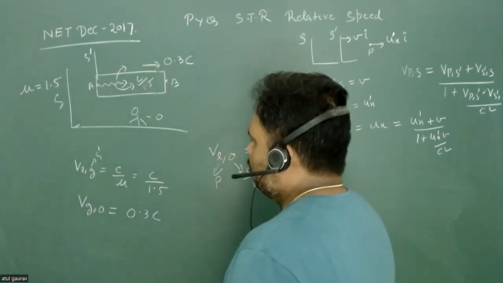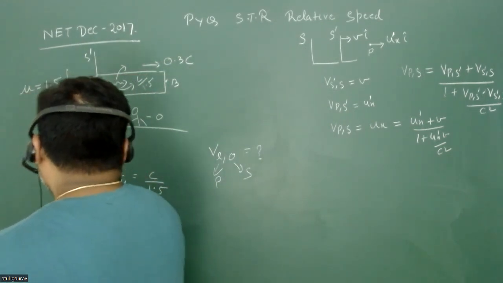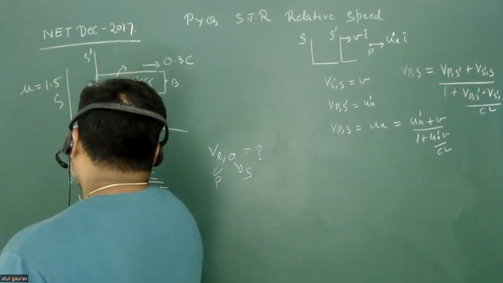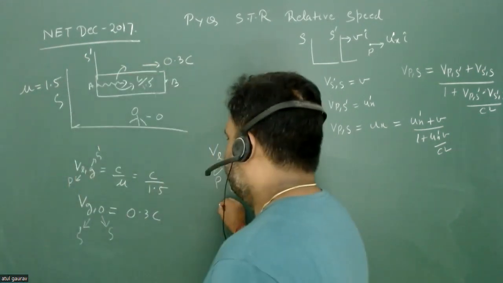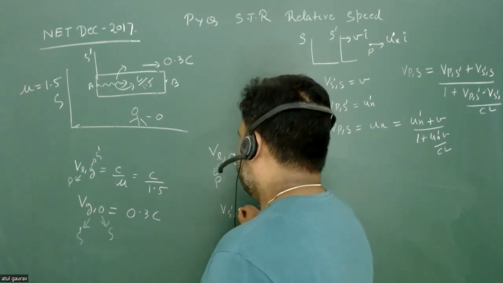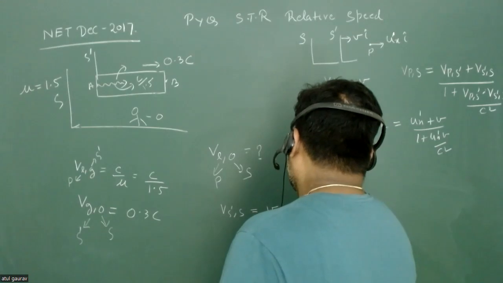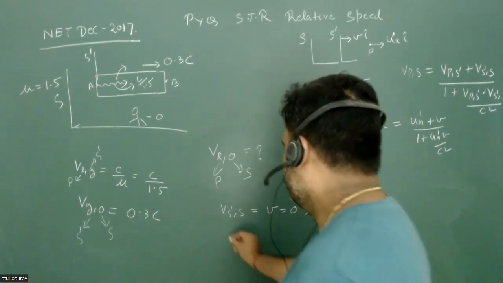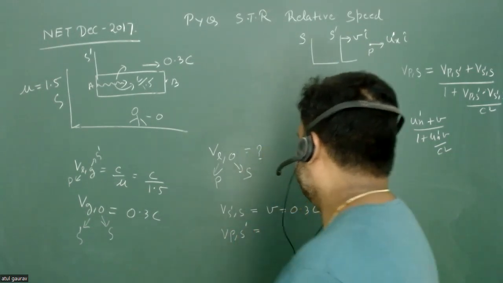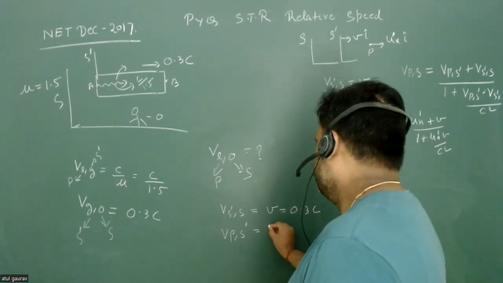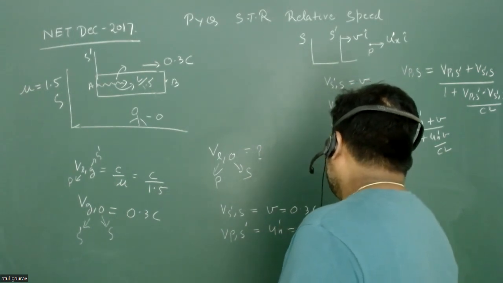So in this situation, glass plate is S dash, light is my particle, and observer is my S frame. First thing we have calculated, velocity of S dash with respect to S is v, and that is nothing but 0.3 c. And next is velocity of particle with respect to glass plate, which is ux dash, and this will be c upon 1.5.